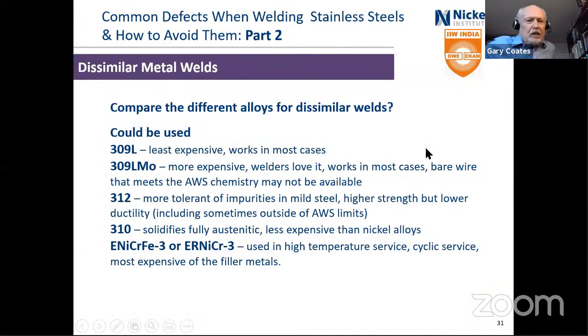So in summary, 309, we said it's the most common one for welding 316, and I'm only talking here about 304L or 316L to carbon steel. 309L is the typical one that's used. It's the least expensive of any of the ones I've mentioned, and it works in most cases, maybe not the one where you have a higher temperature involved.